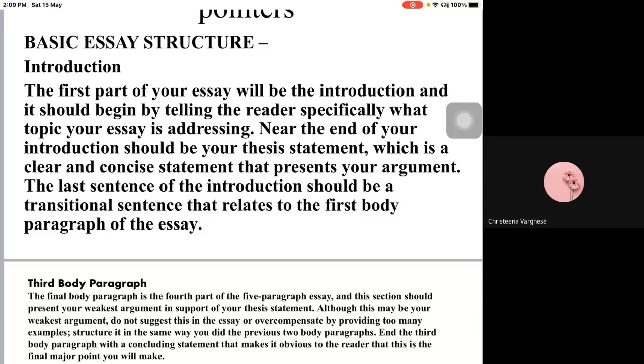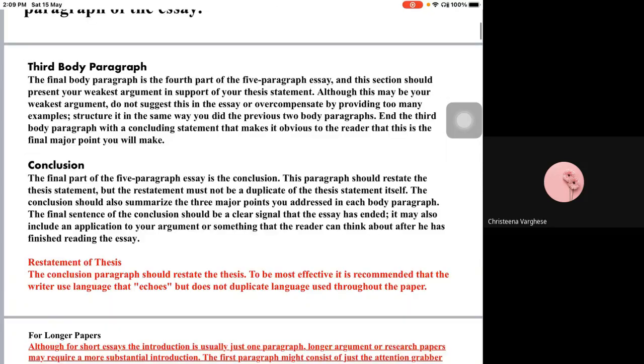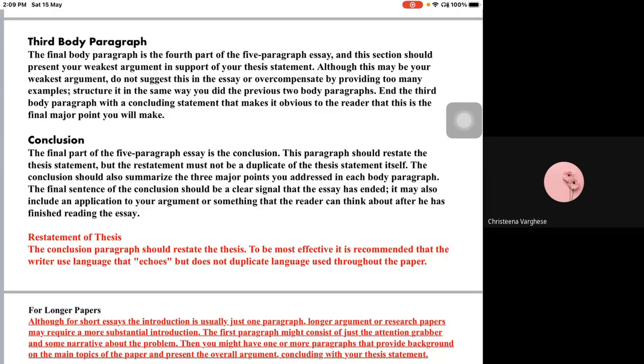Okay, so we wrote an introductory paragraph. We wrote the first body paragraph. We wrote the second body paragraph. And when you end the second body paragraph, you write another transitional sentence that takes you into the third body paragraph. Now, the final body paragraph is the fourth part of the five paragraph essay. And this section should present your weakest argument in support of your thesis statement. Weakest argument in the sense that it need not be weak in that sense also. It can be the third point that you want to make, okay?